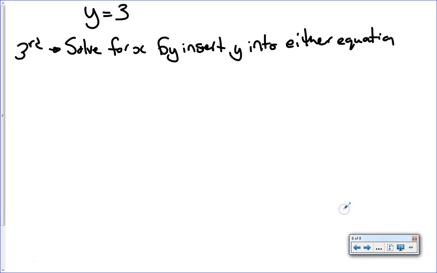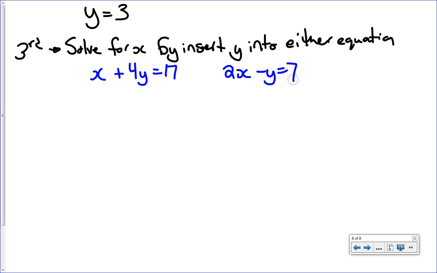Just to rewrite my original equations, again, make sure you go to the original equations. x plus 4y equals 17, and 2x minus y equals 7. You guys probably don't need to keep writing down the equations, but I do because I had to start a new page. So I'm taking that y and substituting it in to solve for x. Probably putting this into here makes it easier because then I don't have to divide by anything to solve for x.